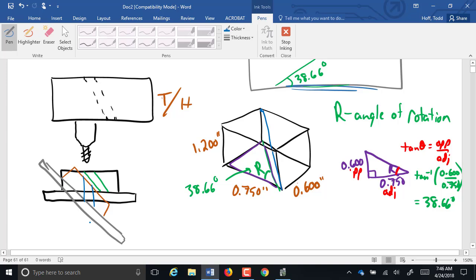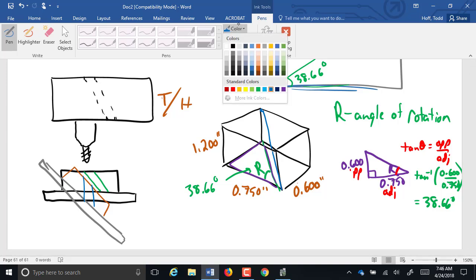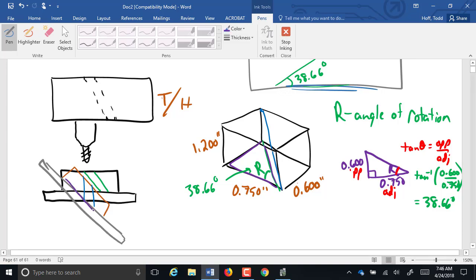Well, how far did we have to tilt it? Well, you can actually see it right here. The table is now parallel to where the axis of that old hole used to be, right? That angle that it has to tilt is the angle between the vertical and that axis. Well, that would be this angle right up here. That's T, or angle of tilt.